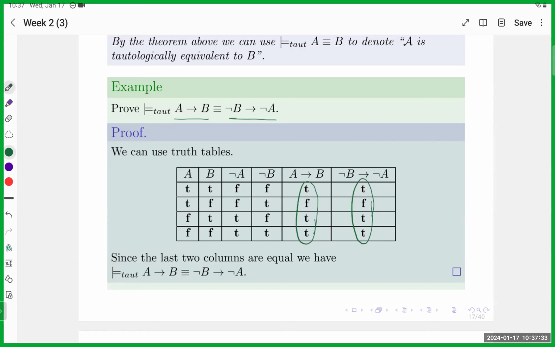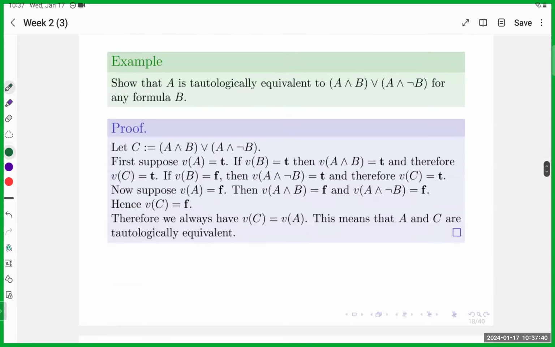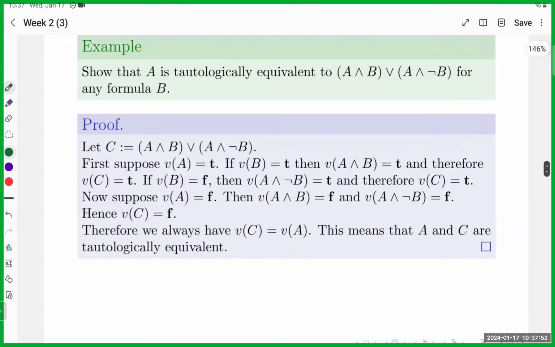If you had a lot of time, that works, but usually it's a lot easier to argue using states rather than writing the whole truth table. So for example, maybe I don't know if this is easier than a truth table, but let's say you wanted to show that A is tautologically equivalent to A and B, or A and negation of B.